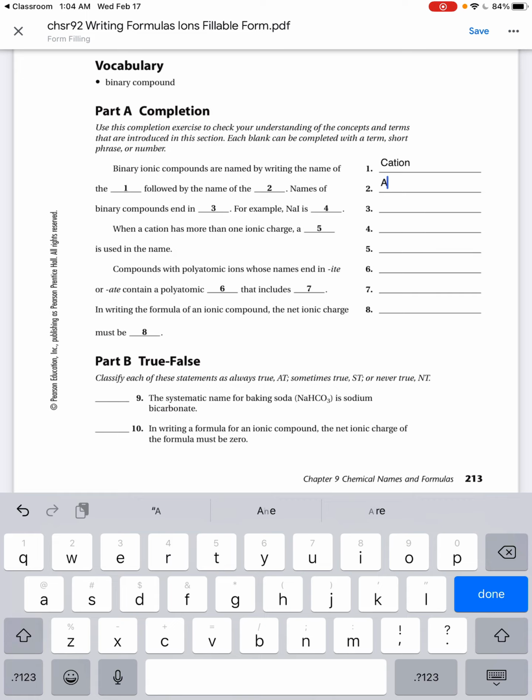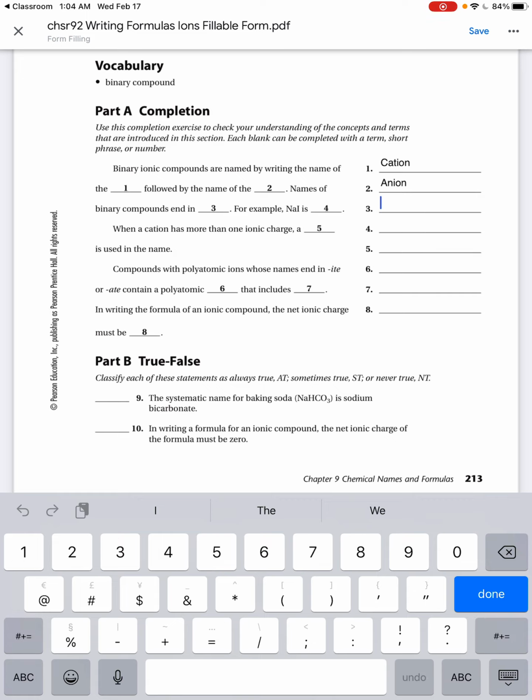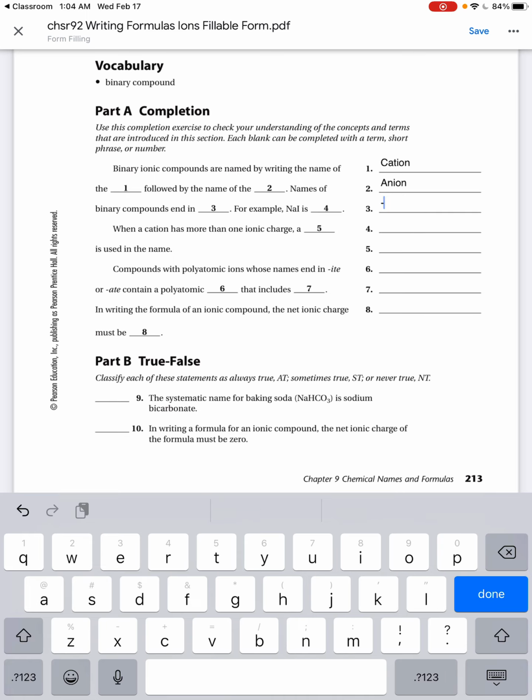Followed by the name of the anion, although I will try to go quickly. For example, NaI. Names of binary compounds end in ide. And for example, NaI is sodium iodide.